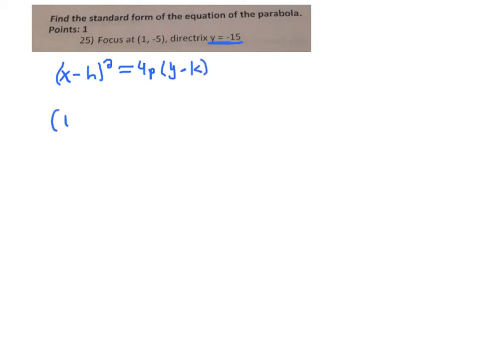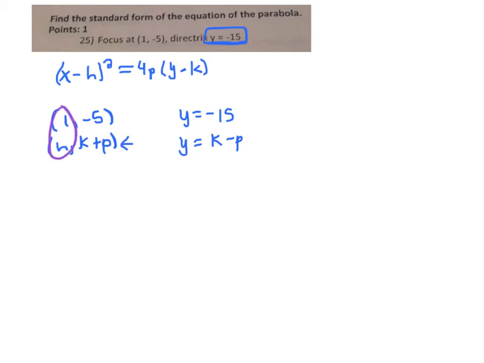Okay, so we know we're going to end up filling in for this. If the focus is at 1 comma negative 5, we know that that means that we have h times k plus p. Basically, the directrix being at y equals negative 15 tells us which column to use. So that's how I got this information for the focus. And then for the directrix being y equals negative 15, we know that that is the same thing as y equals k minus p. So we can say, okay, well, I know what h is. H is 1.